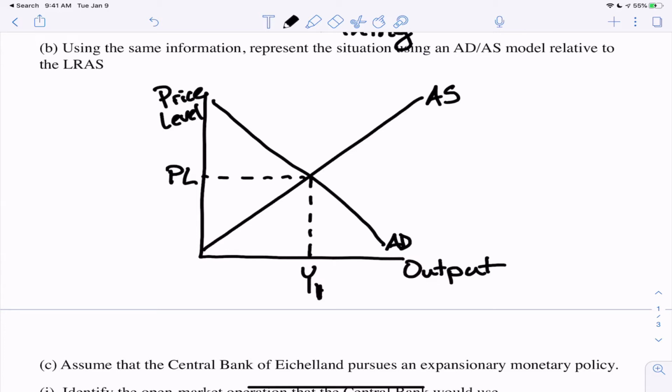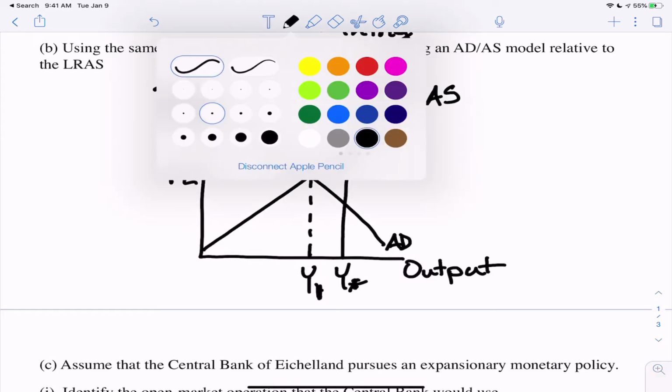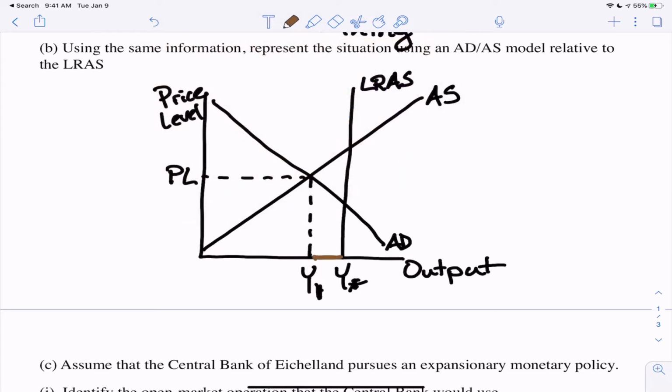Now, to show that this is a recession, again, that has to indicate that our output of food and clothing is less than what is feasible given the resources in Eichel. And that means that our long-run aggregate supply curve has to be in this position, that the potential output, Y star, is greater than the actual output, and that this distance here is the recessionary gap that exists as a result of these economic conditions.